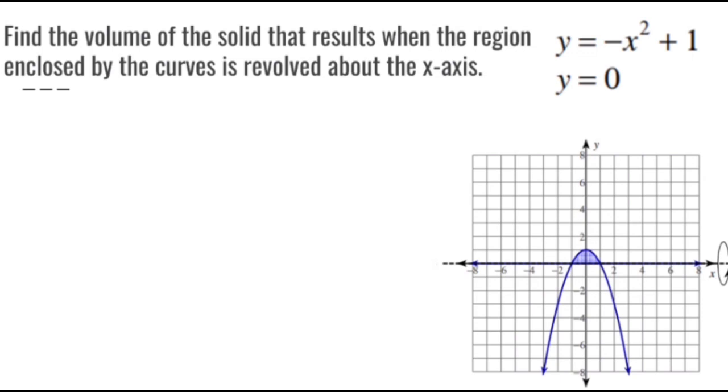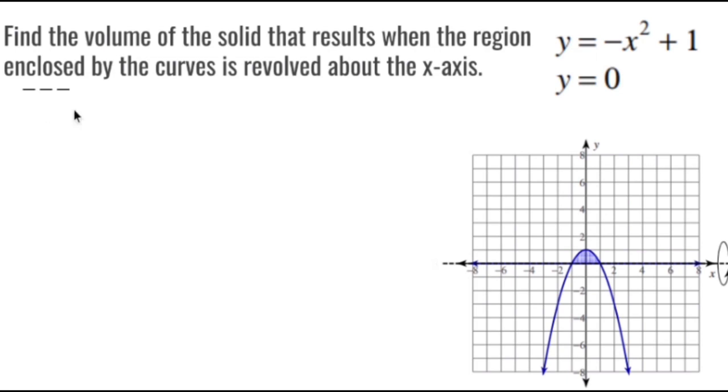Now there's another method very similar called washers that we're not going to use here. Washers is if you have a space, like when you spin it, you create a donut or a space in between. It's called washers because just like the tool washers, it has a hole in the middle. Not this. This is called disks because you're going to spin it around and not have any space in between it.